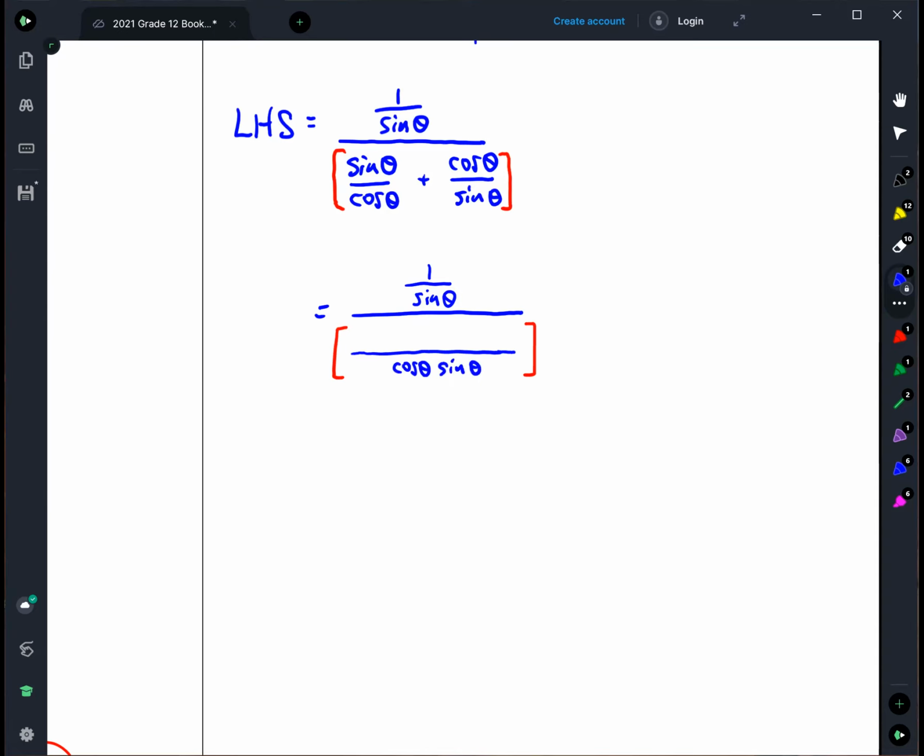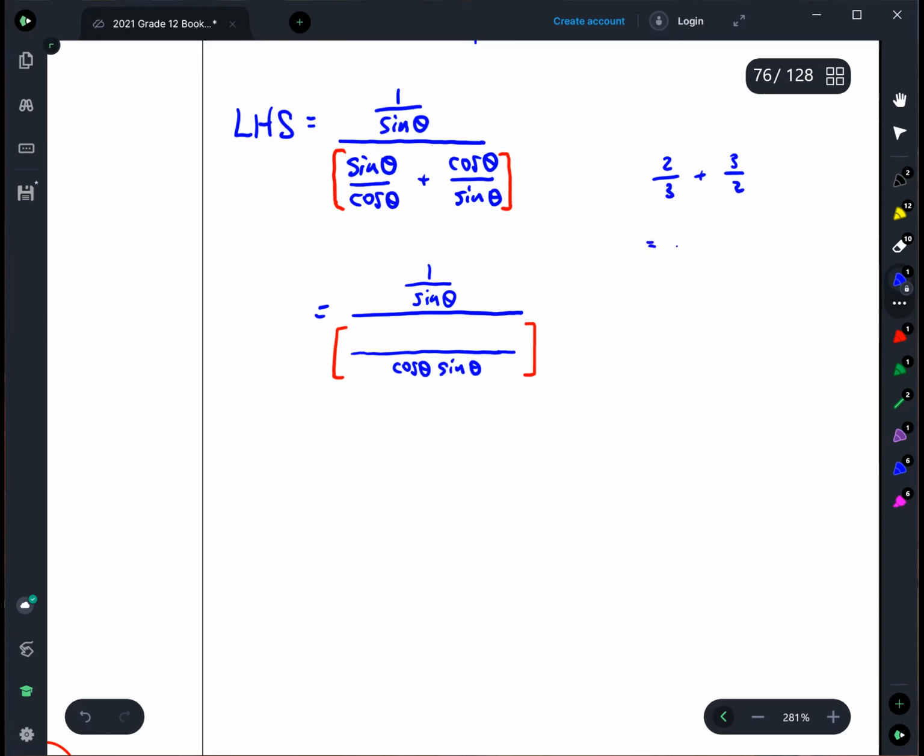Think about how you would add two fractions like 2/3 plus 3/2. Our common denominator should be 6, 3 times 2. So same idea. It's just in words now, but basically you're doing the same thing. So please figure out the top part. Raise your hand once you got the top.